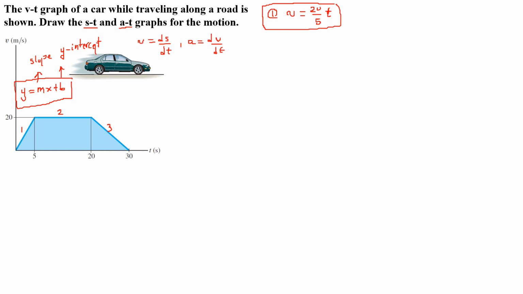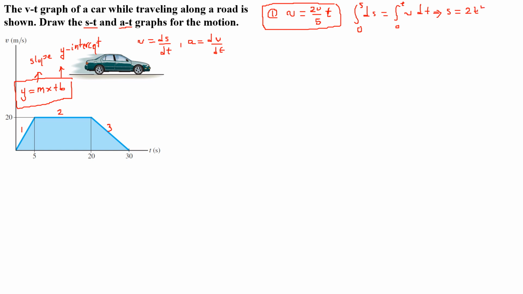Now for the S, I'm going to integrate both sides. So I have ds equal to the integration of V dt, and we have to be careful about the integration limits. For S, I'm starting from 0 to any position within the first interval, to S. And for the time, I'm also starting from 0 to any time within the interval. Substituting everything, S will be equal to the integration of 4t, so I will have S to be 2t squared.